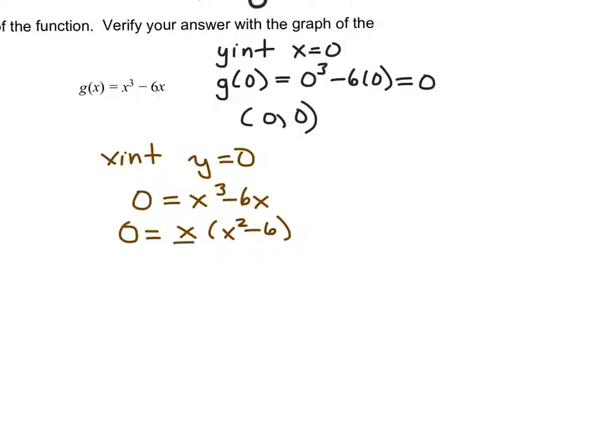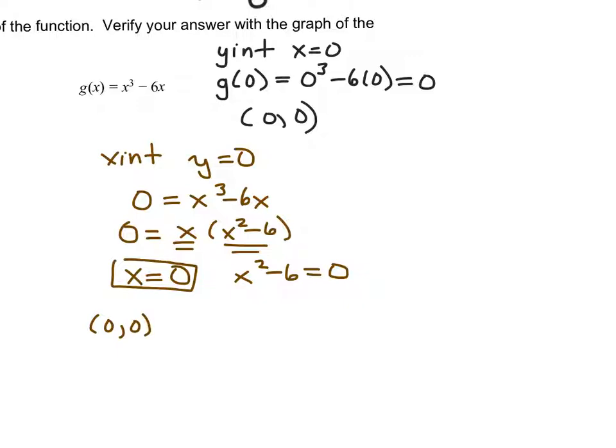So now I have two factors, and I really can't factor x squared minus 6 because 6 isn't a perfect square, so I can't utilize my difference of squares. So what I'm going to do is take both of those factors and set them equal to 0. So I have x equal to 0 and x squared minus 6 equal to 0. So this one is pretty much done. 0 equals 0, and that's again going to be our same intercept from above. (0, 0) is an x-intercept.